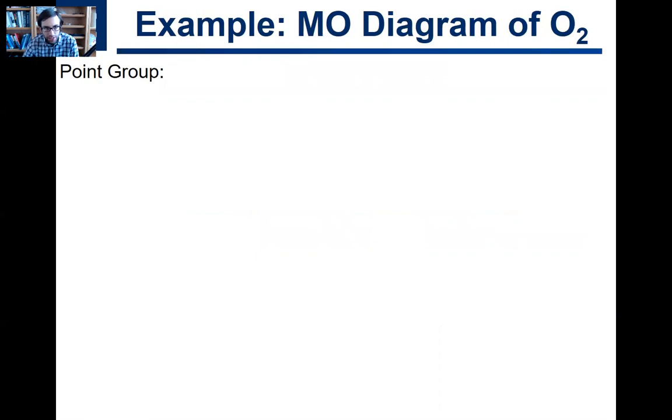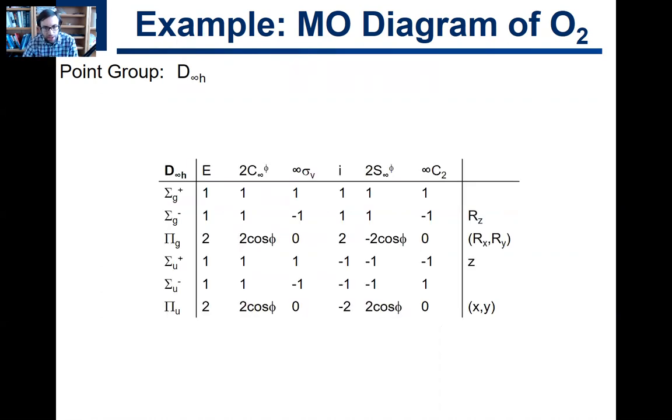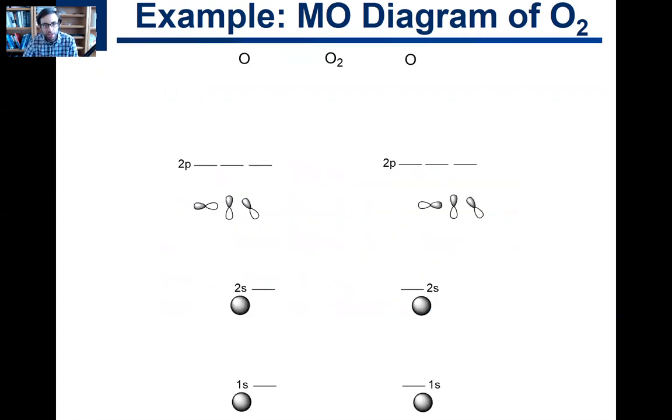So the point group. This is a linear molecule, and both atoms are the same. So this is the D infinity h point group. We can pull up the D infinity h character table here, which we will have to consult. And what we are going to do then is list out all of the atomic orbitals.